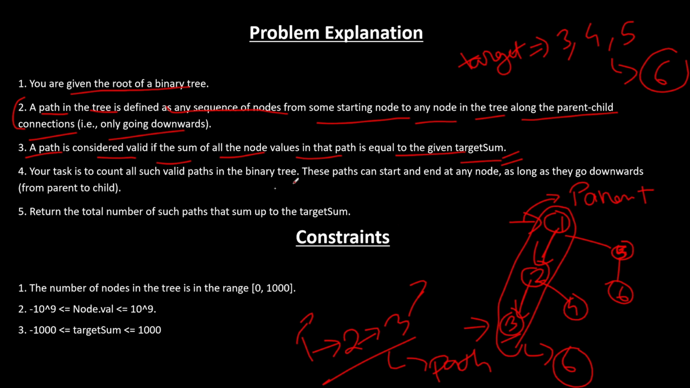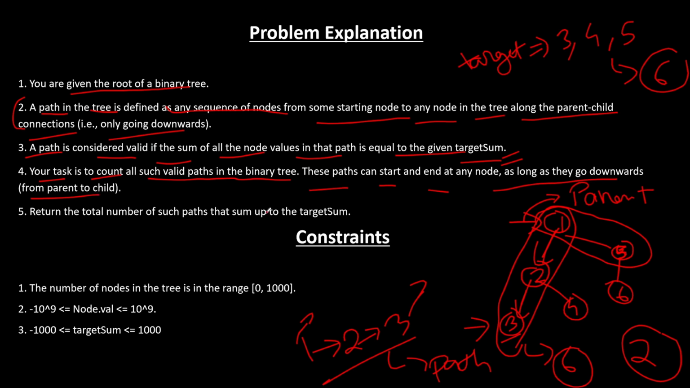Similarly, your task is to count all such valid paths in the binary tree. Look, 1 and 5 also sum up to a value of 6. So there are a total of 2 paths in this given tree. This path can start and end at any node as long as it goes downwards from parent to child. So this point is to be noted carefully.